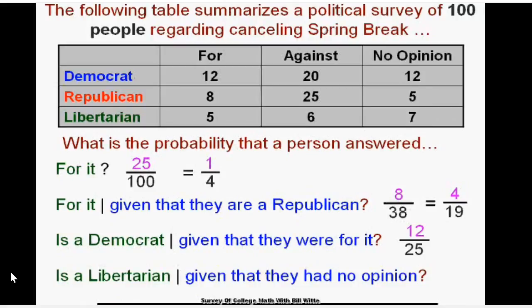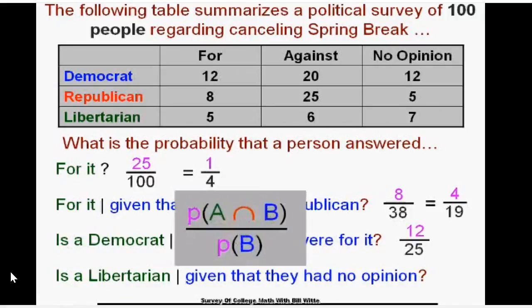Lastly, what is the probability that a person is a libertarian given that they have no opinion? Well, once again, let's use our formula for conditional probability. The probability of both happening at the same time, their intersection. So the person's a libertarian and they have no opinion. Well, that's easy to read from the table. There's 7 people that are libertarian and have no opinion. So that'll be your numerator.